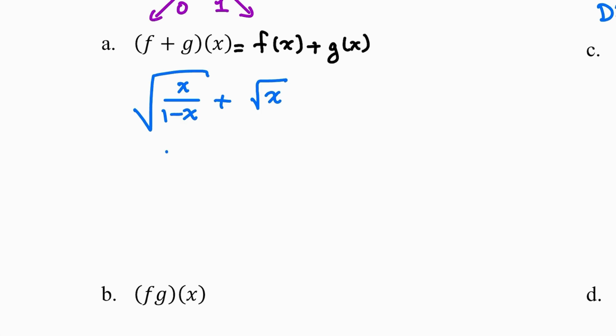But remember that we're not just talking about the domain of f or the domain of g. We're doing the intersection of the two, which we found out is this. So then you ask yourself the question: in adding x over 1 minus x or the square root of x, do we restrict our domain even further? No. So that's our answer.